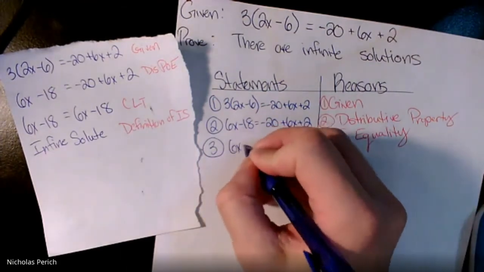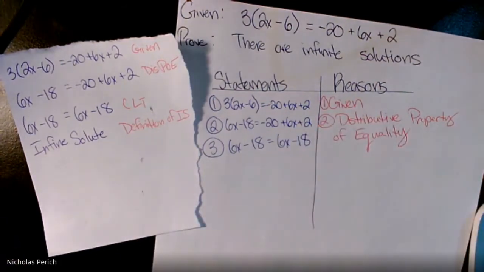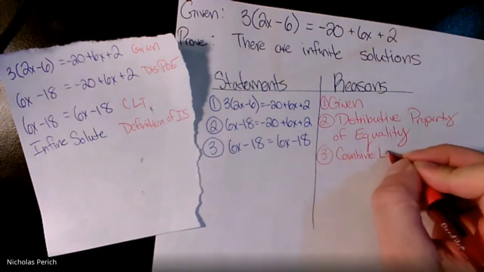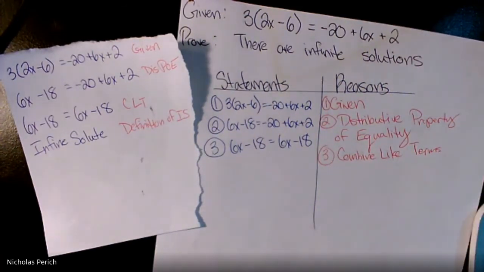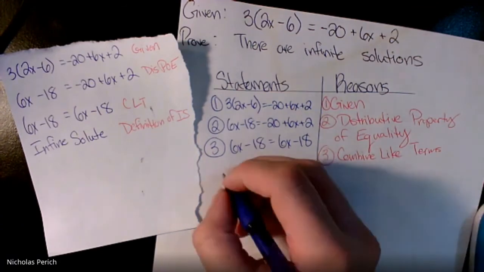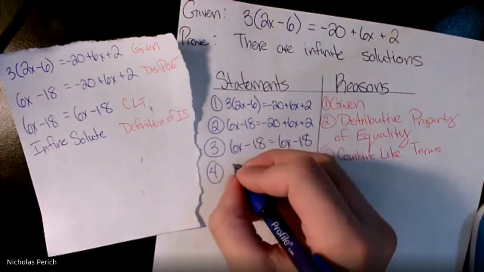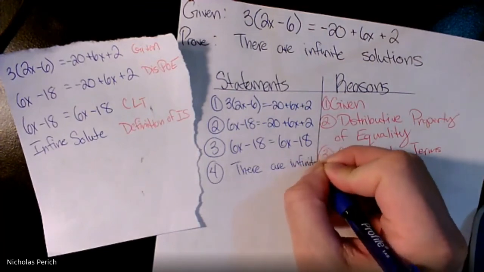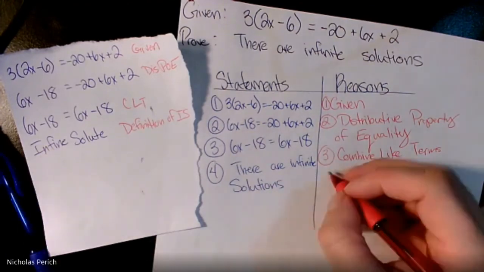My third statement is if I combine these two, I get 6x minus 18 equals negative, or 6x minus 18. What did I do there? I combine like terms. Last but not least, I'm allowed to say, and I'm going to word it in the way that my proof has it, there are infinite solutions.